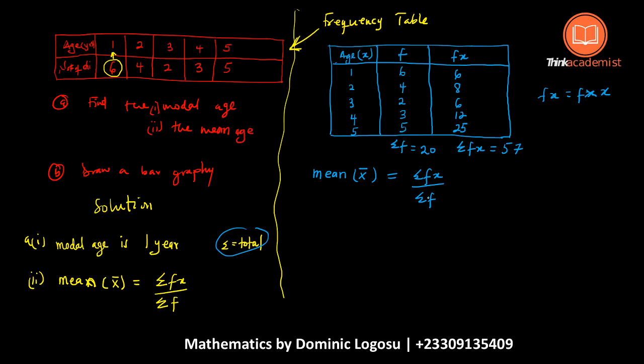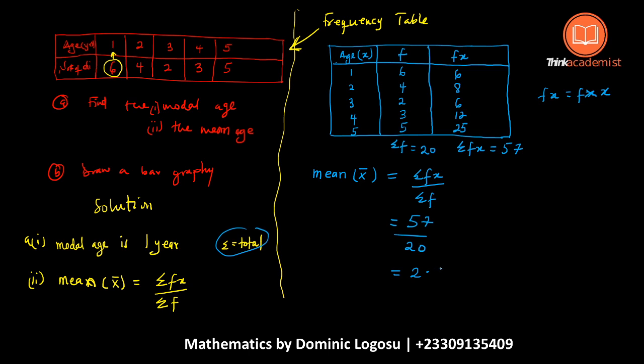Please, it is always sigma fx over sigma f. Are we okay? And then we found our value. We have 57 over 20. To solve that, you do your long division. 20, 57, 20 will go there. So that's 2. We've got 42 points.